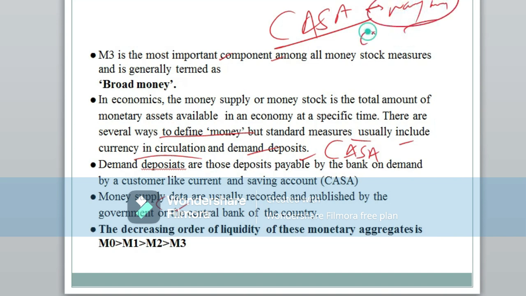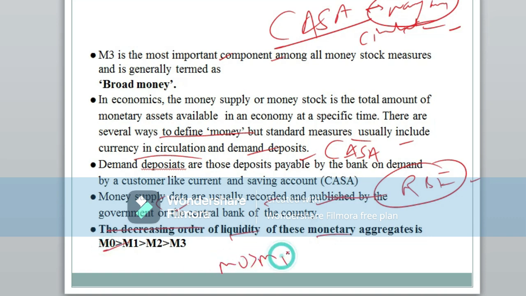In circulation, money supply uses the data which is recorded and published by the government and central bank of the country. For example, the data that RBI shares will be used for estimation of these currency values. In decreasing order of liquidity of monetary aggregates, the highly liquid is M0, and comes the M1, then M2, then M3 finally. In this way the liquidity of currency is present in the market.